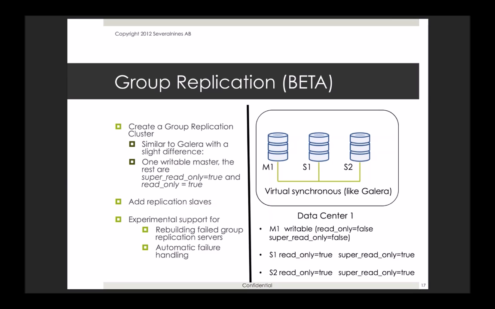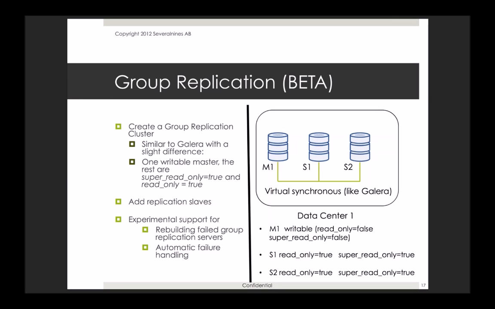But as with Galera, group replication offers virtually synchronous clustering. So if M1 fails, you will have the data on either S1 or S2, and the group replication protocol will automatically elect one of the nodes to become the new writable master, right? We have then also added support here, so you can add replication slaves to this. So pretty much you can set up what is called an InnoDB cluster, which is the recommended new architecture by Oracle.